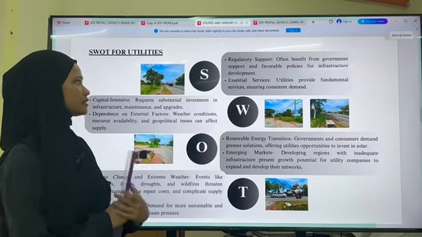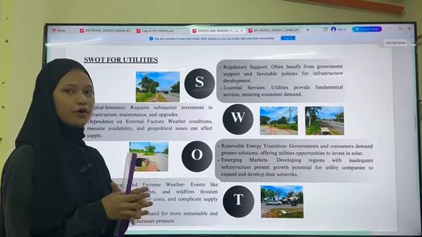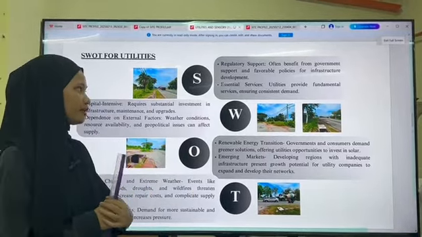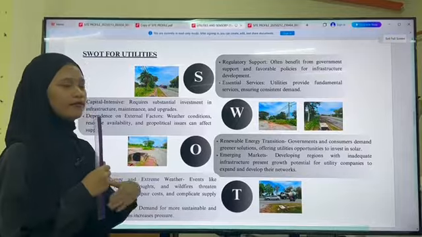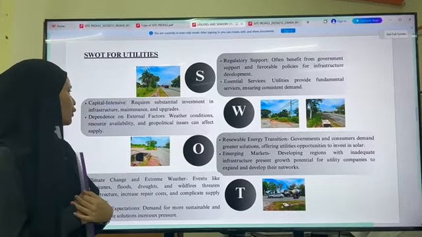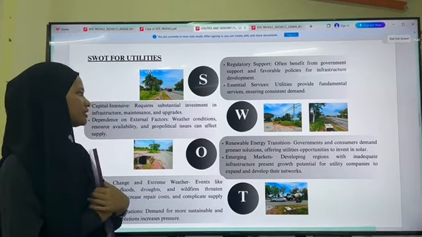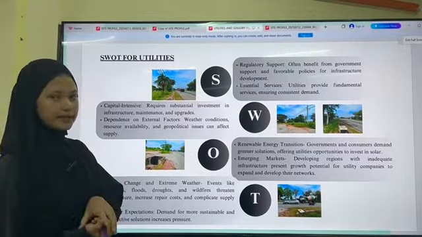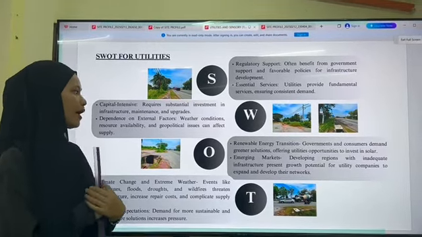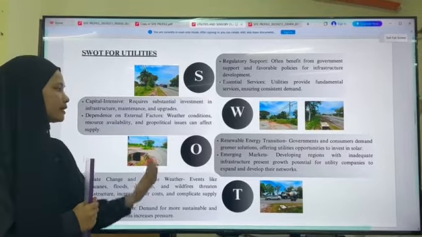Next, we're going to move on to SWOT. As for strength, first is regulatory support. The benefit is that we get government support and government policies for infrastructure development. Then essential services, where utilities provide fundamental services ensuring consistent demand. Next, weaknesses. First, capital intensive, requiring substantial investment in infrastructure, maintenance, and upgrades. Second is dependence on external factors, like weather conditions, resource availability, and geopolitical issues.